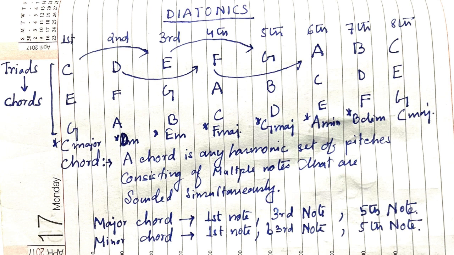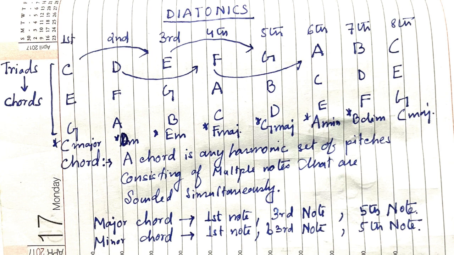Similarly, we do the same exercise for all the notes. If you go to, let's say, the sixth note, that is A. From A, if you skip one note, that is B, it goes to C, the eighth note, that is A, C. Now we have written the C note on top of A.